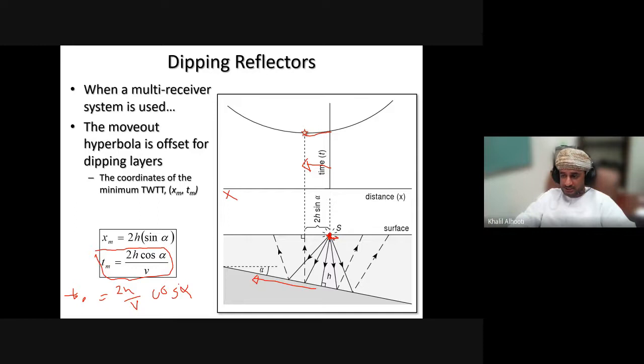Yeah, it's not easy to calculate because we don't know what's the dipping. Usually we can't tell what is exactly the dipping of the subsurface layers. So there are advanced processes. I will not touch them in this course.